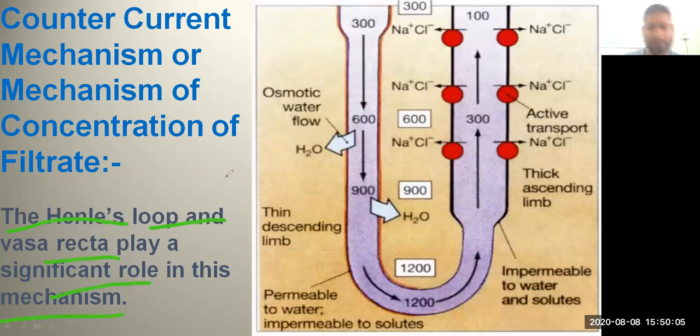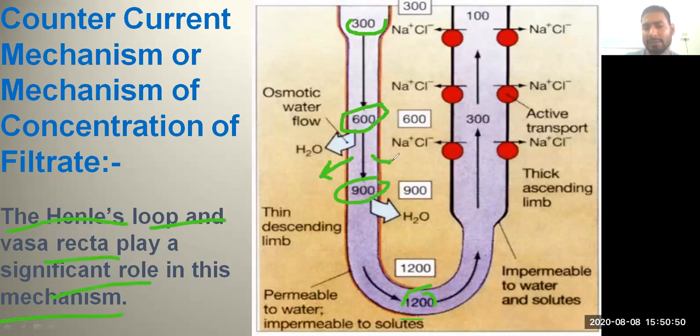Now you can see in this figure of the loop of Henle: here 300 milliosmolarity of the urine, here 600, here 900, here 1200. If you move from top to bottom along the descending limb of the loop of Henle, you can see the concentration continues increasing. Why? Because it is permeable to water molecules. Water molecules can easily move outside into the interstitial fluid, and when the water is lost, the concentration increases.